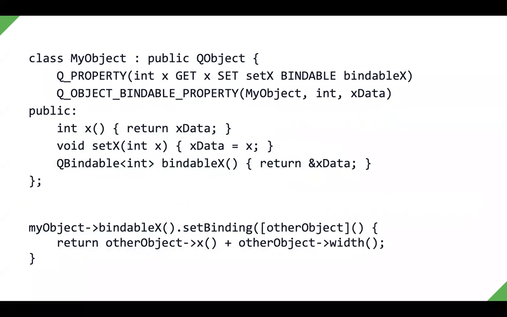Here's how you implement your own object with support for bindable properties. You derive from QObject. You do the Q_PROPERTY macro as you would have done before. The only addition is the BINDABLE at the end. You declare the storage for the bindable object with Q_OBJECT_BINDABLE_PROPERTY in the next line. And then you have the public getter, setter, and the getter for the bindable interface. And that's pretty much it. So the extension to what you had to do before in Qt 5 is rather minimal.